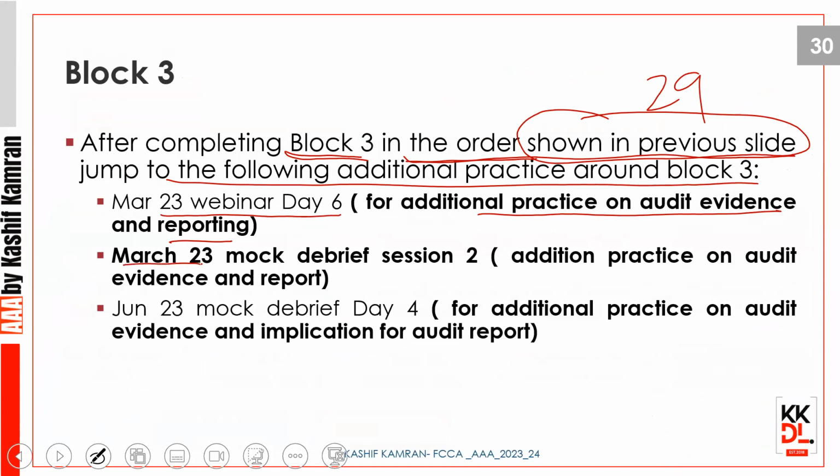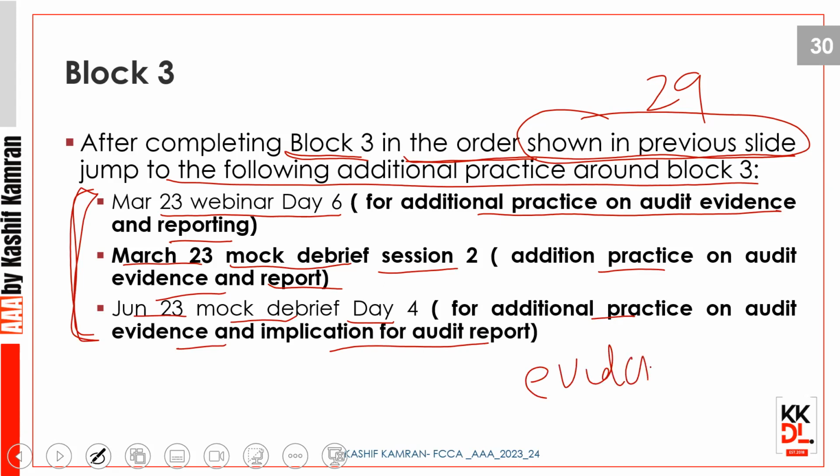Then March 23 mock debrief session number two for additional practice on audit evidence and reporting. Then June 23 mock debrief day four for additional practice on audit evidence and reporting. So three further practice materials for you on evidence and reporting. So look at these three here. You will get further support on evidence, and further support on reporting, such a core area for syllabus area E.